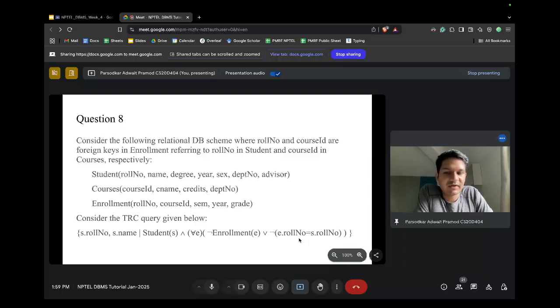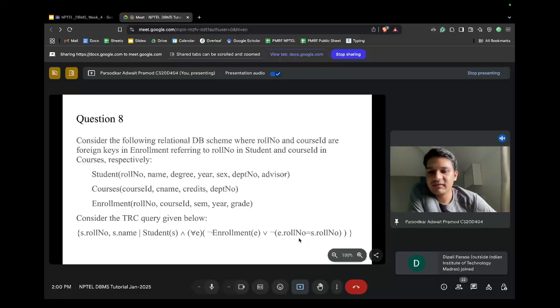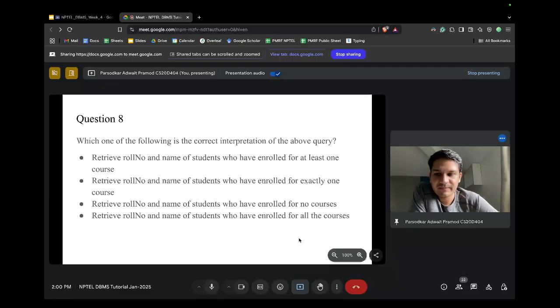So it might be difficult to see what this corresponds to in the raw form that you have over here. But if you try to take the negation sign outside the for all E, I think it might become much easier to interpret. Okay, is there anyone who has an answer for this?